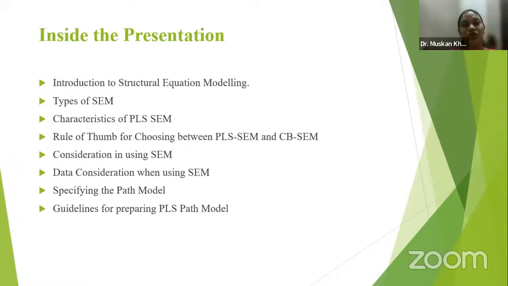Inside this presentation, you will be able to know the introduction of structural equation modeling, the different types of SEM, and the characteristics of PLS-SEM 3.0. Nowadays, we have PLS-SEM 4 also. We will also cover the rule of thumb for choosing between PLS-SEM and CB-SEM, that is covariance-based structural equation modeling, what considerations should be kept in mind when we use SEM, data considerations when using SEM, how to specify the path model, and certain guidelines for preparing the PLS path model.